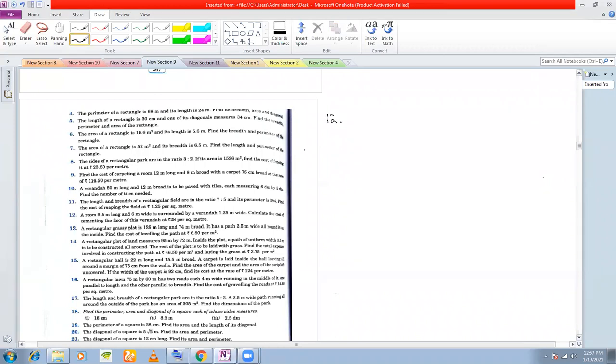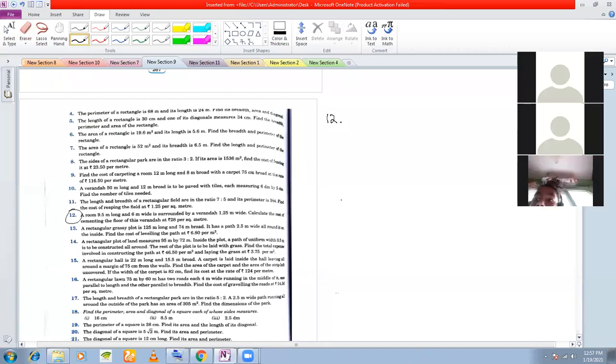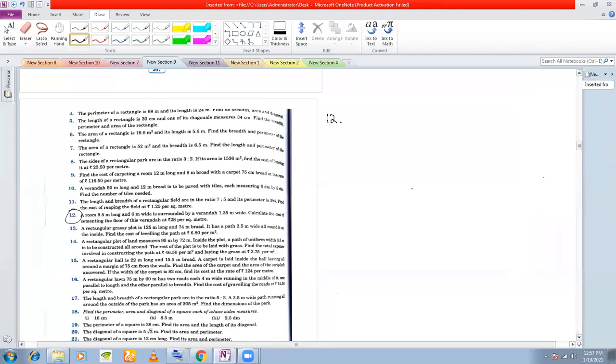Question number 12. This is your question number 12. The question states: a room 9.5 meters long and 6 meters wide. So length is given, breadth is given. It's surrounded by a veranda 1.2 meters wide. Calculate the cost of cementing the floor of this veranda at rupees 28 per square meter. Let us try to understand this problem. Okay.